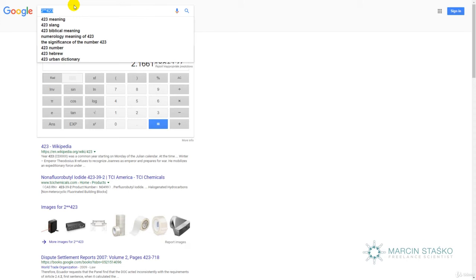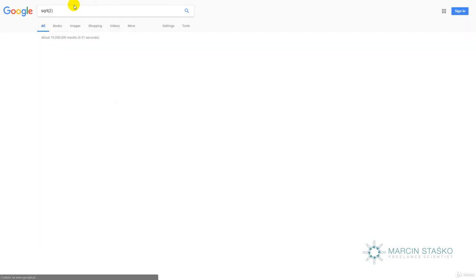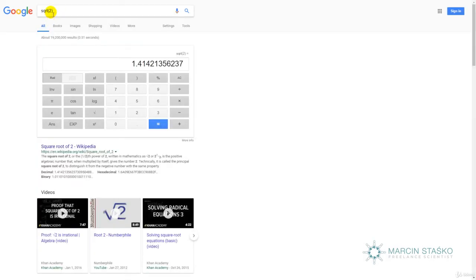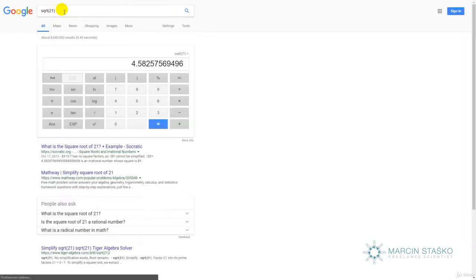We can try the opposite calculation. For example, the square root. The square root of 2, it's 1.41. The square root of 21, it's 4.58. Okay, we can make many calculations.